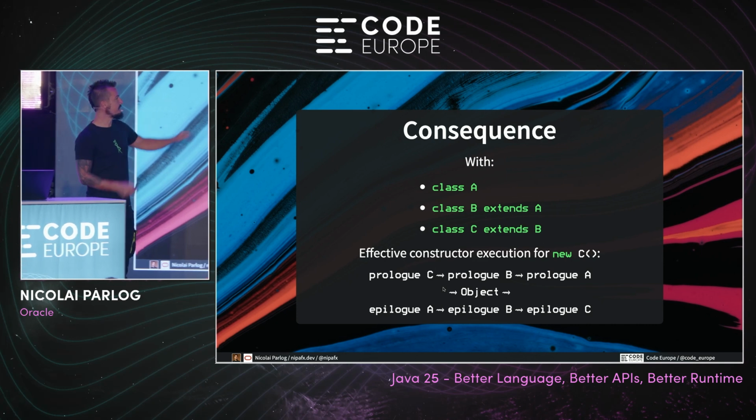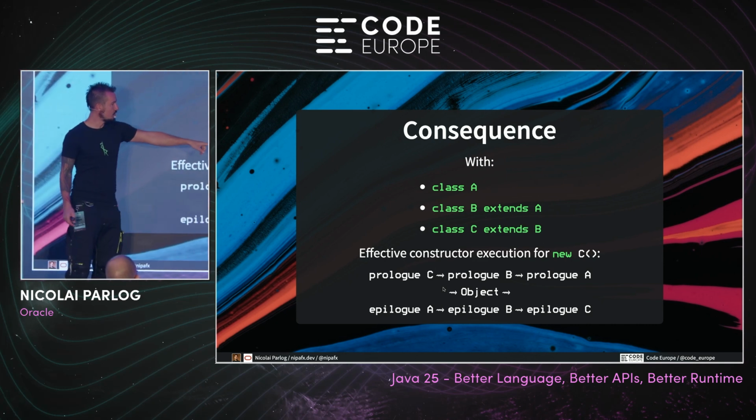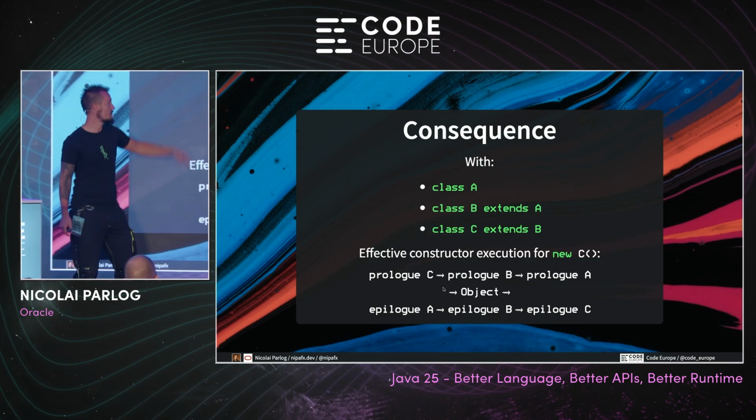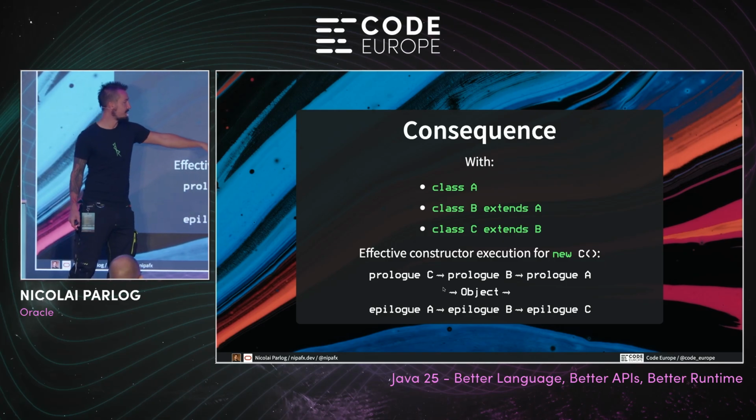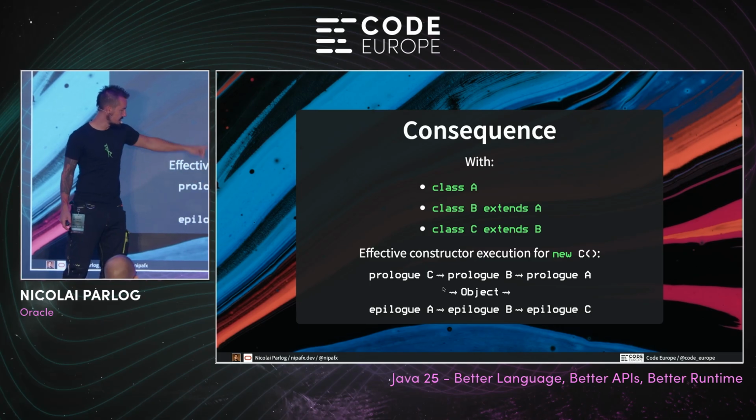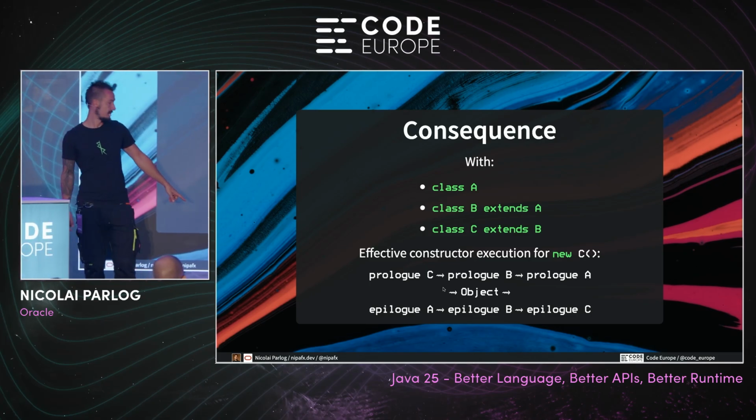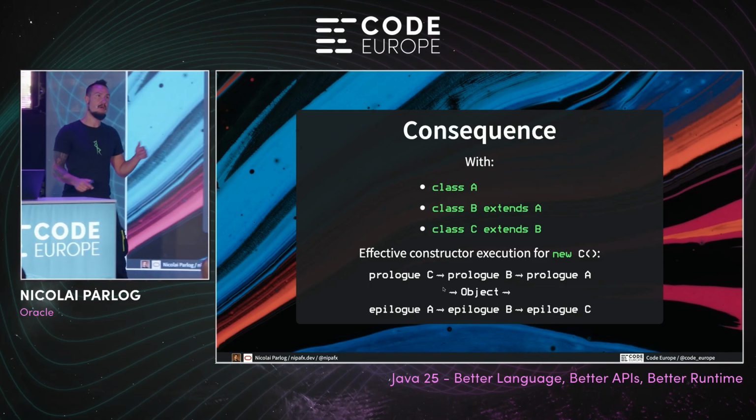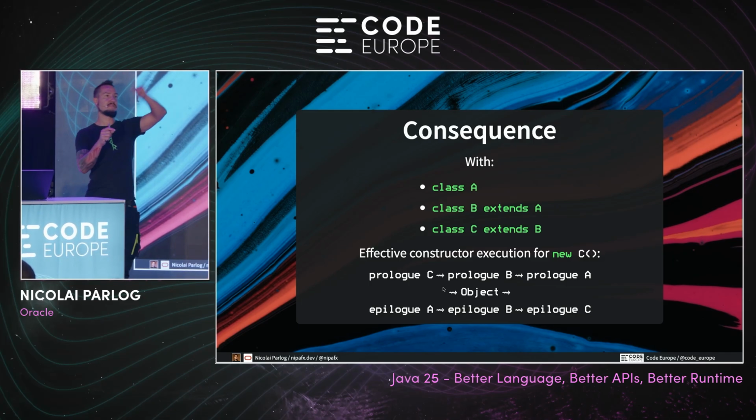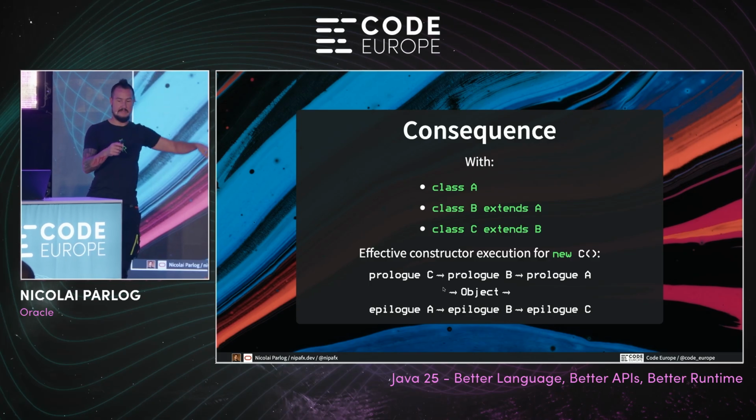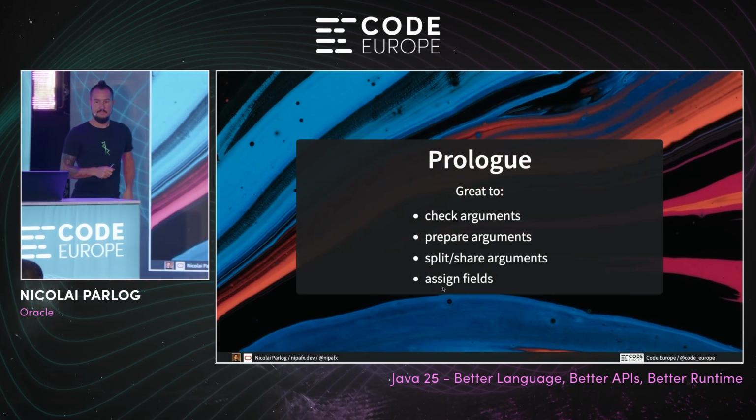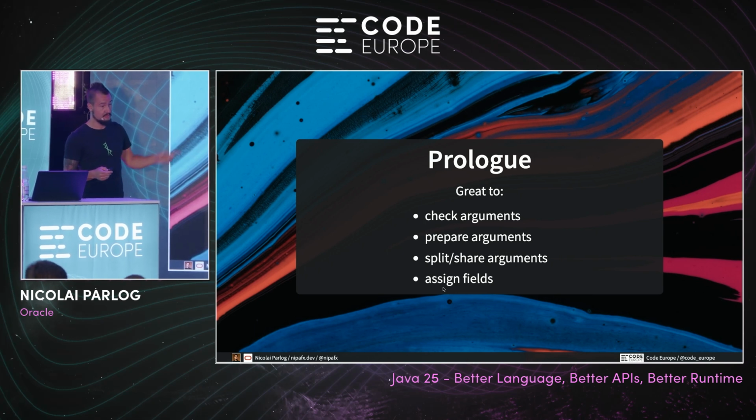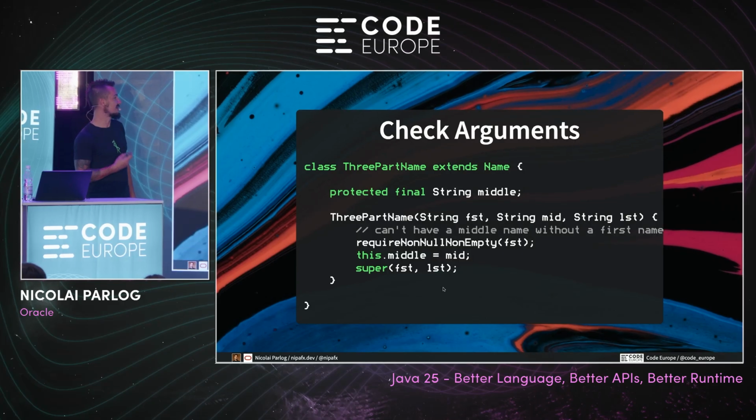So if I have, again, this hierarchy of A, B, and C, and I call new C, what will happen now is I first run the prologue of C, then call super, then I run the prologue of B, and then of A, then comes the object constructor, and then I walk back down with the epilogues, right? So the part from Object to the epilogue of A, B, C is as before, but now I get code that runs up this hierarchy, and then we run it back down. So that's great. Now you can check arguments, prepare arguments, split or share arguments, and you can also assign fields here.